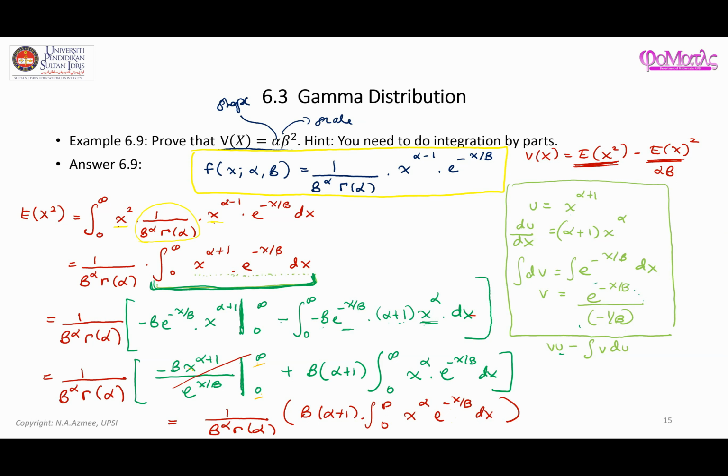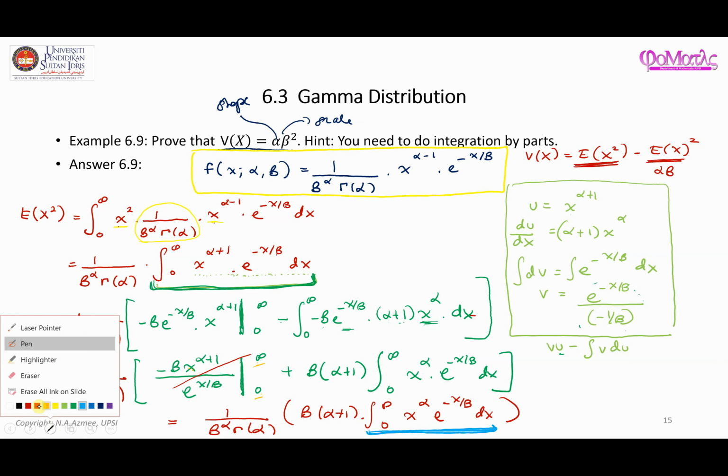Next, what we can do is, you can see that we need to apply integration by parts one more time to solve this one here. Okay, so that's what we're going to do next. I'm just going to continue the process.